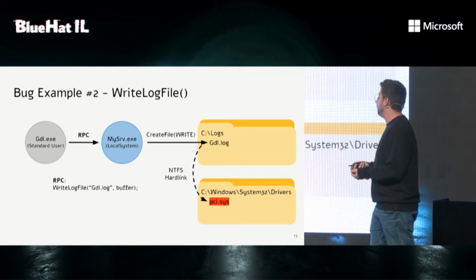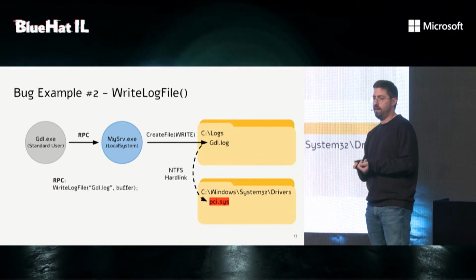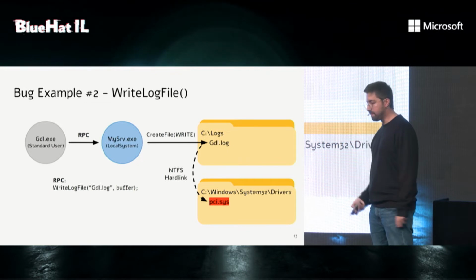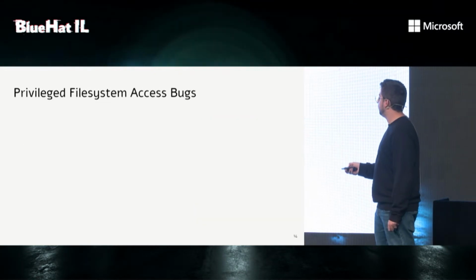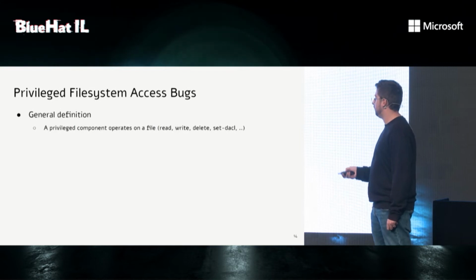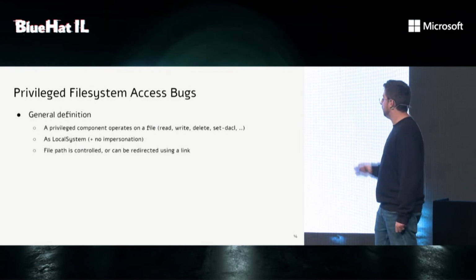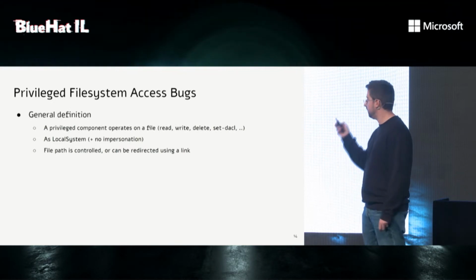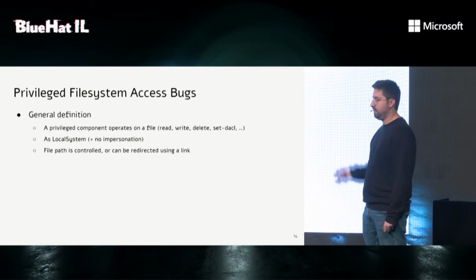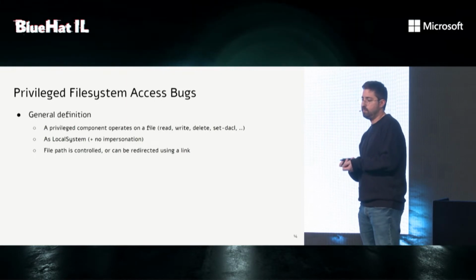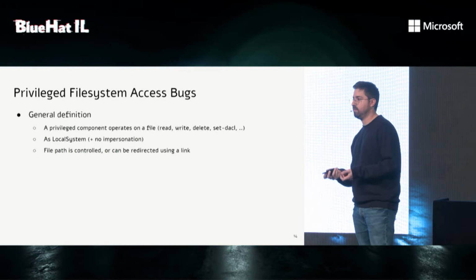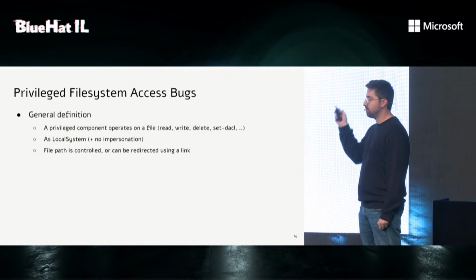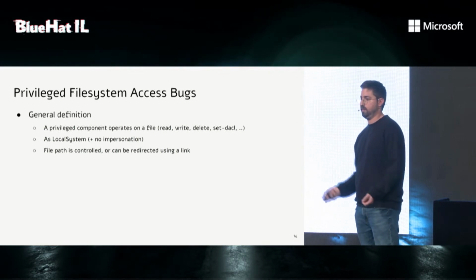And this is way more common because developers are sometimes not aware of the fact that you can redirect file system access using links when they write their code. So just to give a more general definition of this bug class, I showed you just one example. I'd call this bug type a case where a privileged component, such as a service or driver, operates on a file, and it doesn't have to be writing into the file. It could be reading it, deleting it, modifying the security descriptor, and so on, as local system with no impersonation, on a path that's either controlled or can be redirected using a link.